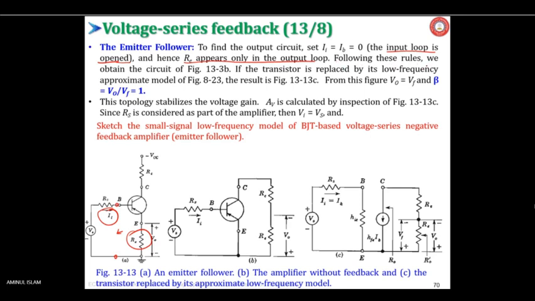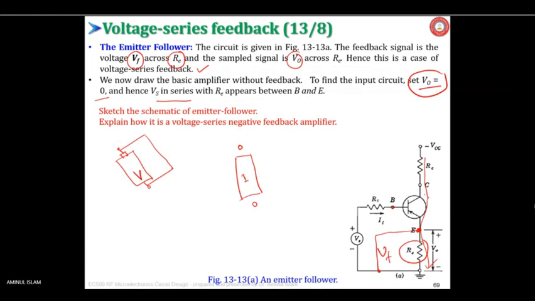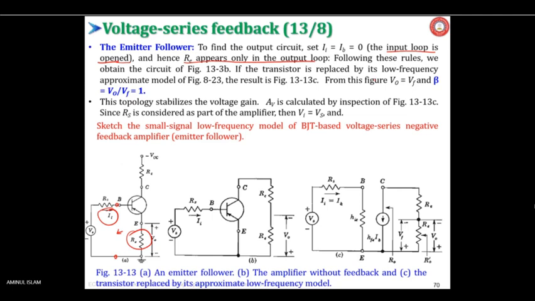Following these rules means how to find the input circuit and output circuit. Previously we found the input circuit, and now we are finding the output circuit. So following these rules, we obtain this circuit B. See, RE is in the output circuit, not in the input circuit.